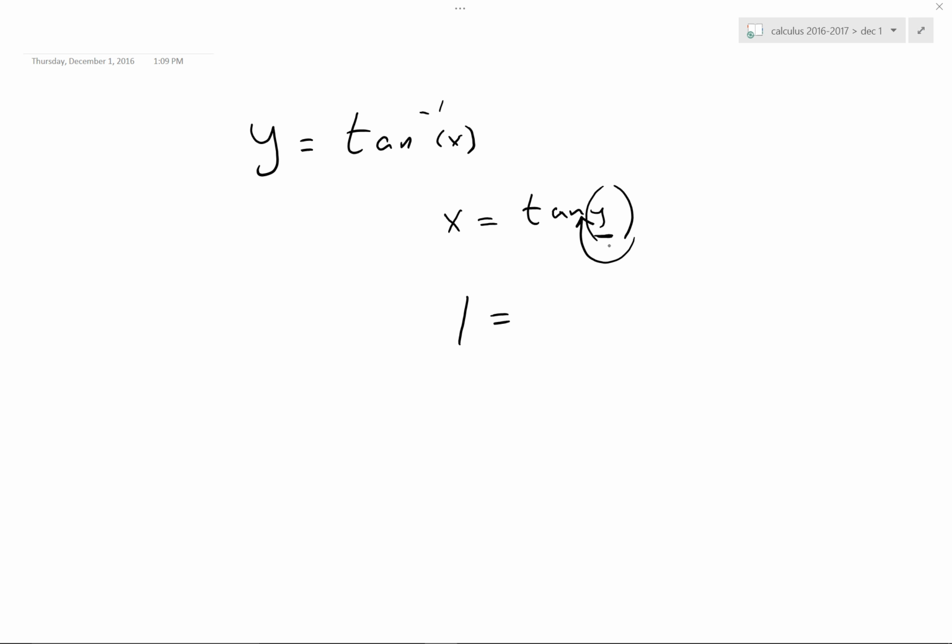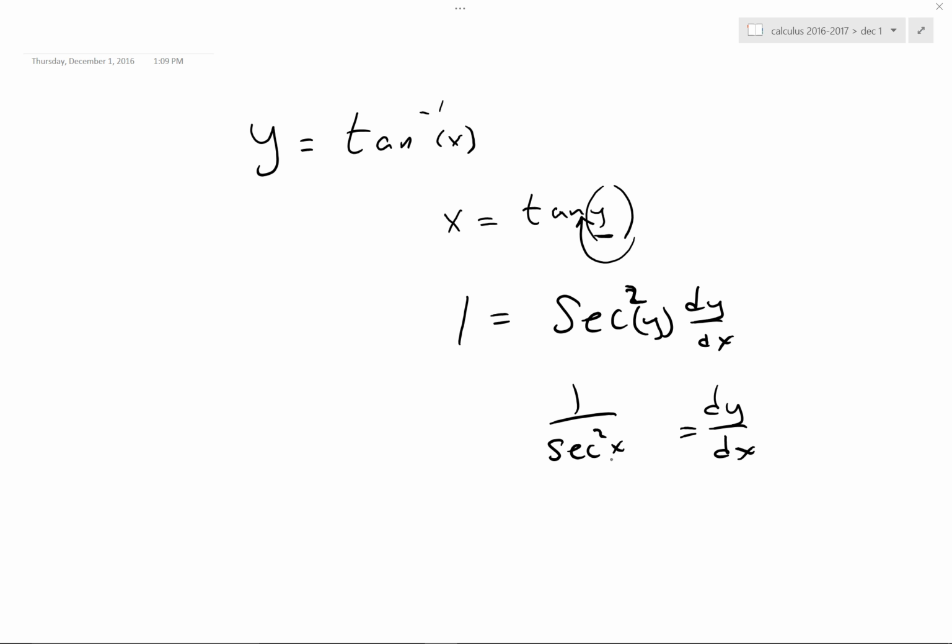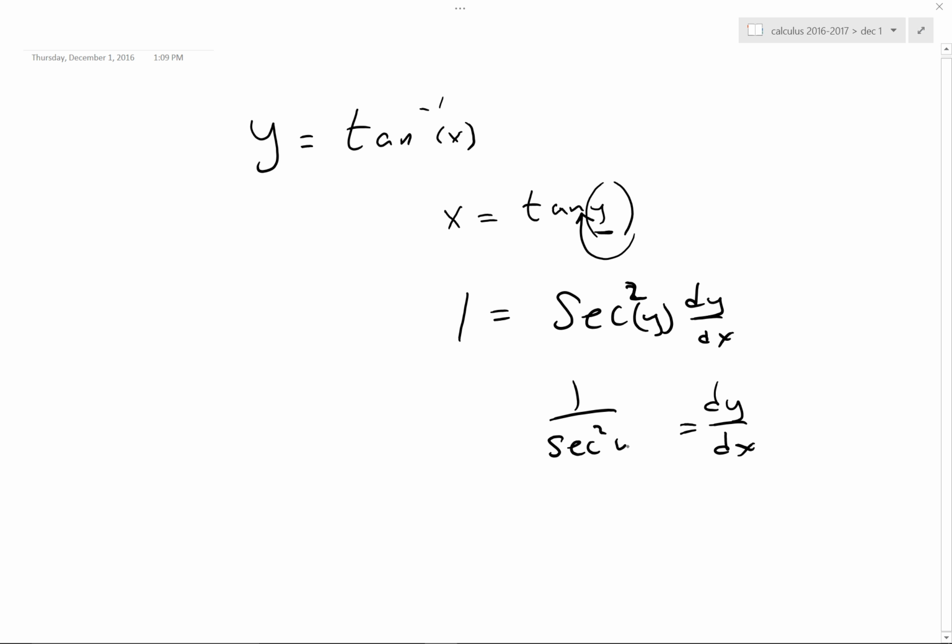What's the derivative of tangent? Secant squared of y times dy dx. Yes? Wait a minute. I should then divide 1 over secant squared x. But wait a minute. Isn't secant 1 over cosine? Wait, why is it secant squared of x? Why is it?